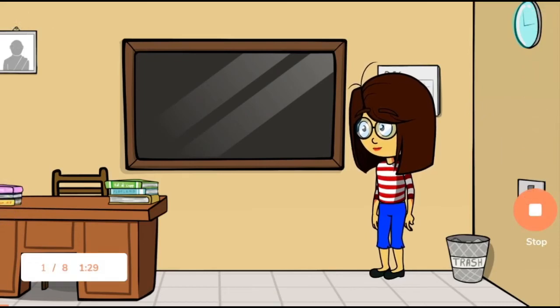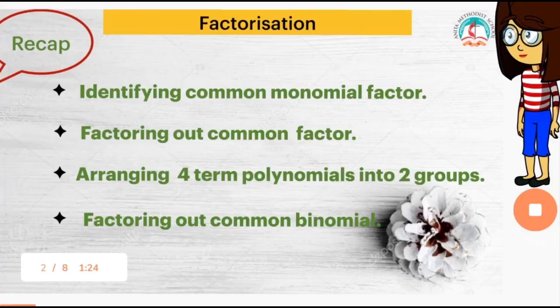Good morning, students. Now we're going to recap factorization. First, we identify the common monomial factor. Then we learn factorizing out common factor, arranging four-term polynomial into two groups, then factoring out common binomial.